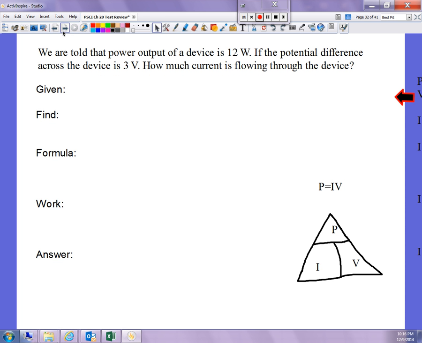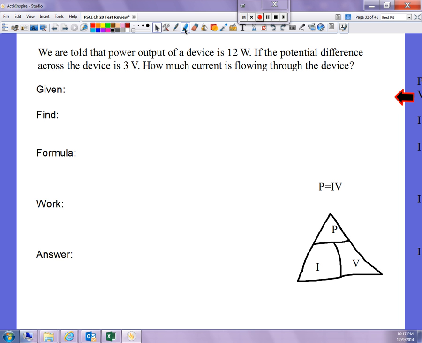Okay, next one. We're told that the power output of a device is 12 watts. If the potential difference across the device is 3 volts, how much current is flowing through the device? I'll pause to let students do their own work. This would be a good time, if students are not ready, to pause the video for a moment, let them do the work, and then pick back up.